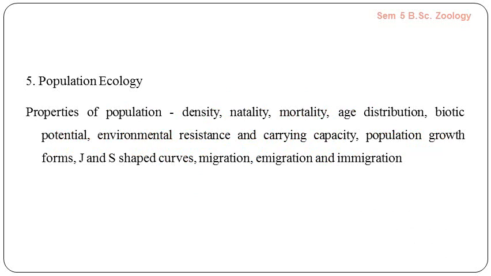As per the syllabus, you're supposed to learn the different attributes of population. The attributes which we have already learned are population density, natality, mortality, emigration, and immigration. What we are going to discuss in this presentation will be age distribution, biotic potential, environmental resistance, and carrying capacity. The two different population growth forms, the J and the S-shaped curves.